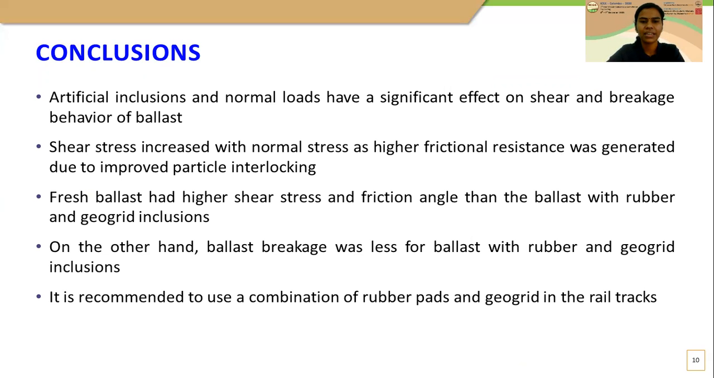Fresh ballast had the highest shear stress and friction angle compared with the ballast with artificial inclusions. On the other hand, ballast breakage was less for ballast with rubber and geogrid inclusions. Therefore, it is recommended from this study to use a combination of rubber pad and geogrid in rail tracks.